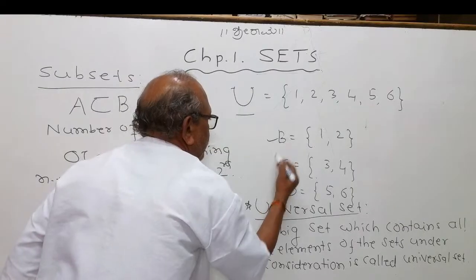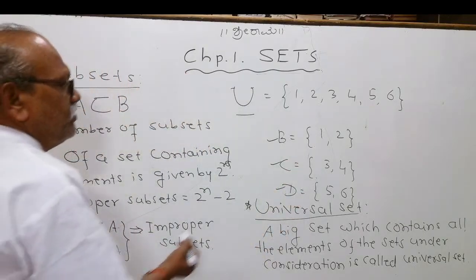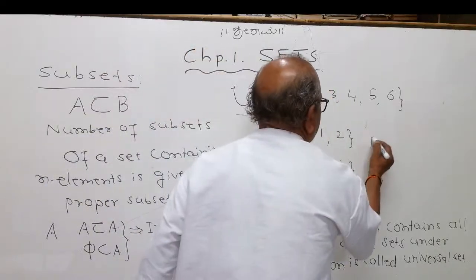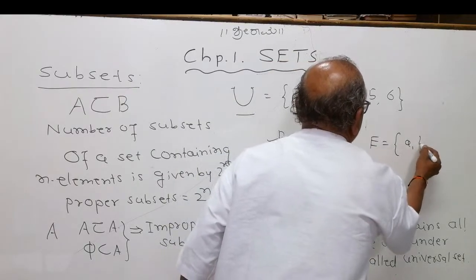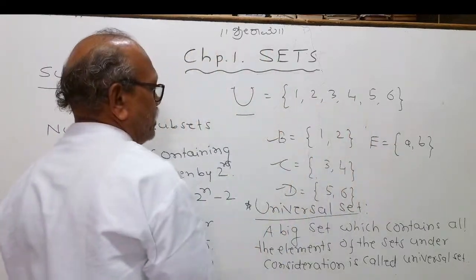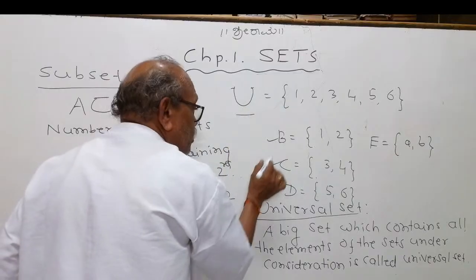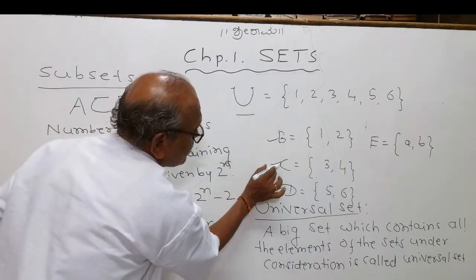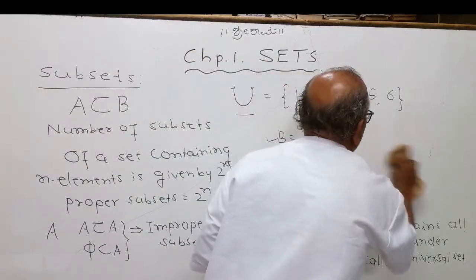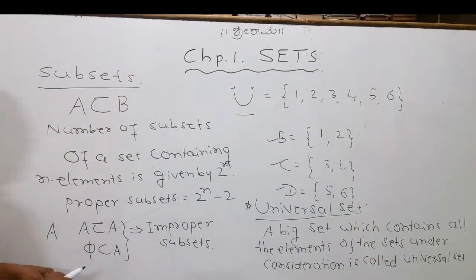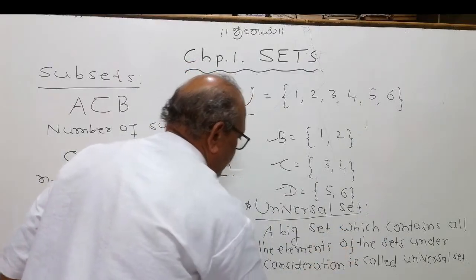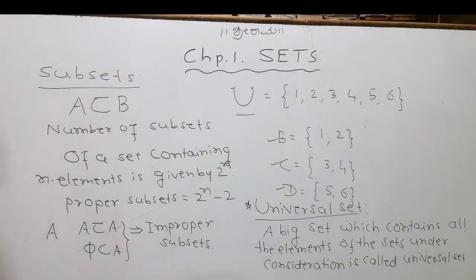We have considered set B, set C, set D. The elements of B are present in U, C are present in U, D are present in U. If I take another set E, whose elements are not present in U, then U is a universal set only with respect to B, C, D, which are under consideration. E is not under consideration, therefore E is not considered here. So a big set which contains all the elements of the sets under consideration or under study is called the universal set.